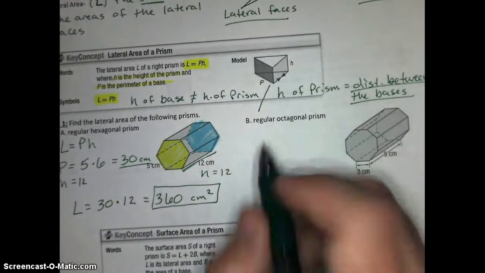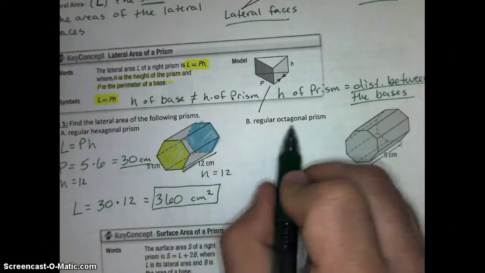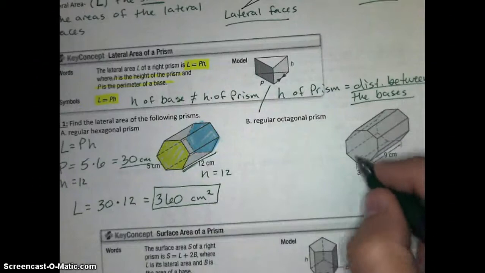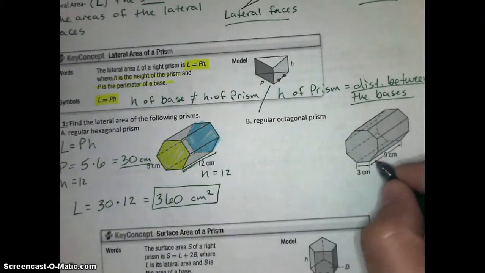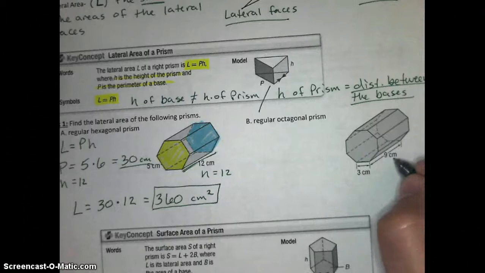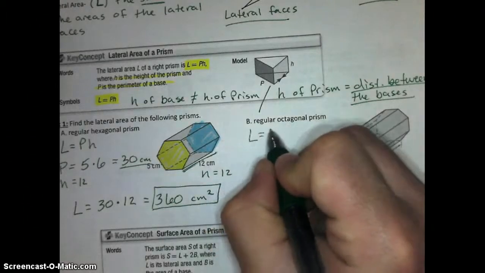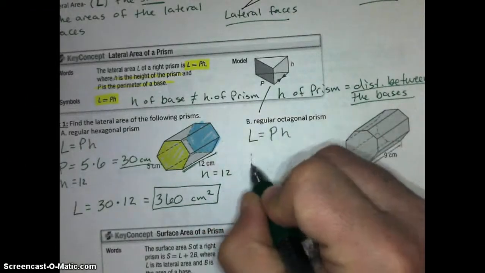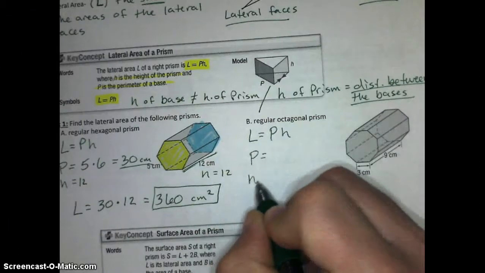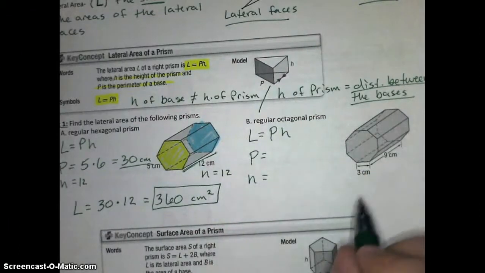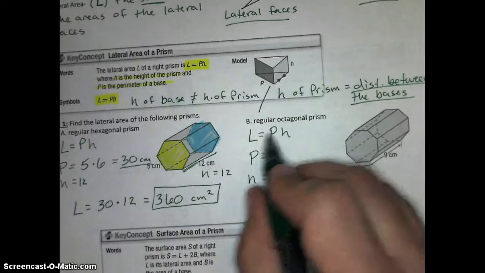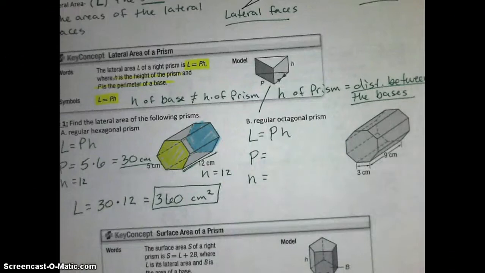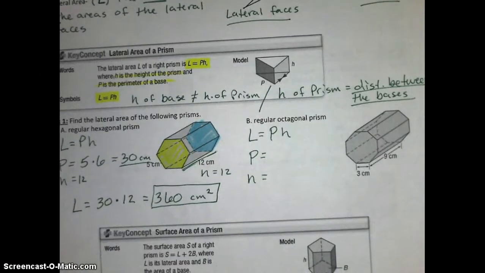Alright, so we have a regular octagonal prism, sorry about that, where the bases are regular octagons, where each side of the base is 3 centimeters, and the distance between these bases is 9 centimeters. I want you guys to try and find the lateral area by first finding the perimeter and then understanding what the height is, height of the prism. Find your lateral area of this prism. When you think you are ready, you can continue watching the video, so you might need to push pause to give yourself enough time to work this out.